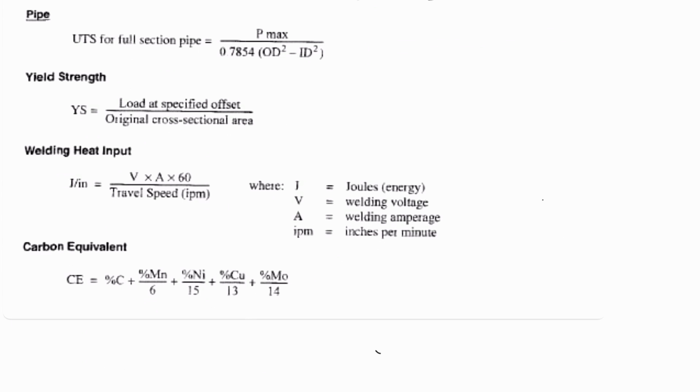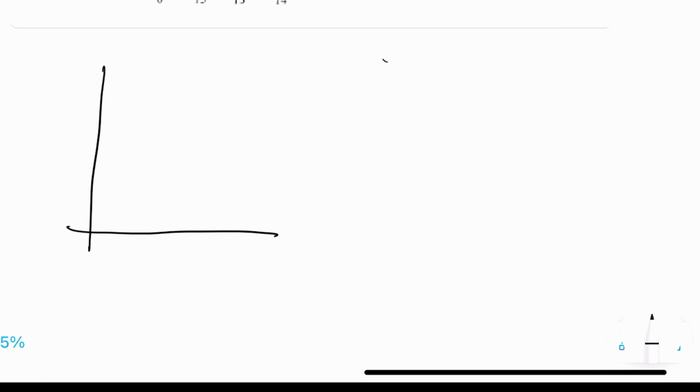Next is the yield strength. Yield strength is measured by the load applied at the offset divided by the original area. The offset is the arbitrary point of the material's elastic limit, and when exceeded, the material will no longer return to its original condition. So the yield strength of a material is defined as the load at the offset, meaning the force at the offset here.